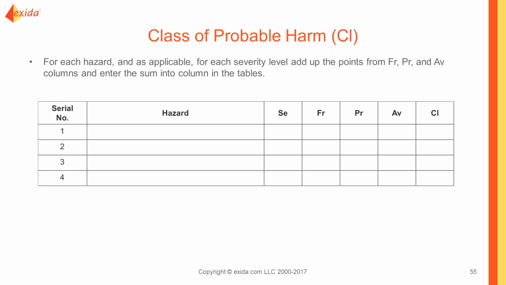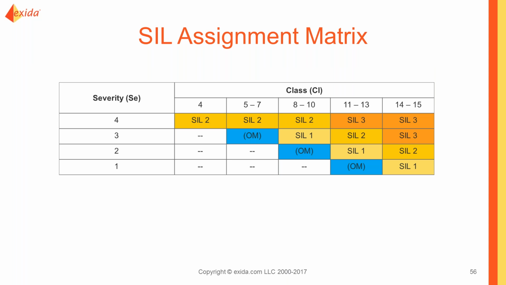Then we're going to basically determine the class of the probable harm. So essentially, we're going to look at the severity, and then we're going to add up the numbers from those tables for the frequency, probability, and avoidability. And the standard gives a matrix showing, given severity against the class, what SIL level the risk protection needs to be.